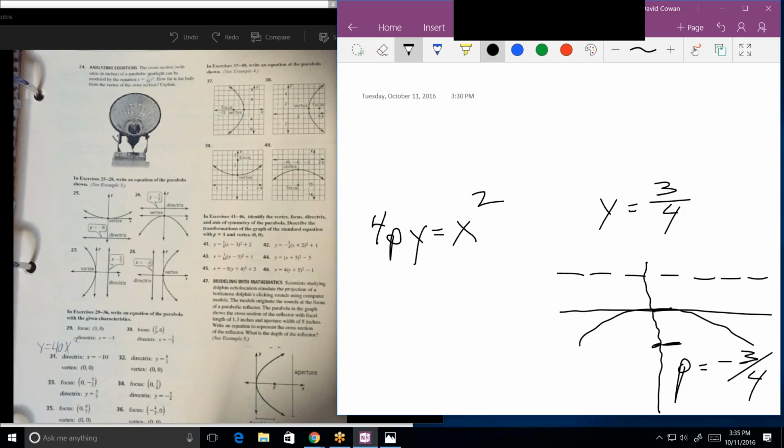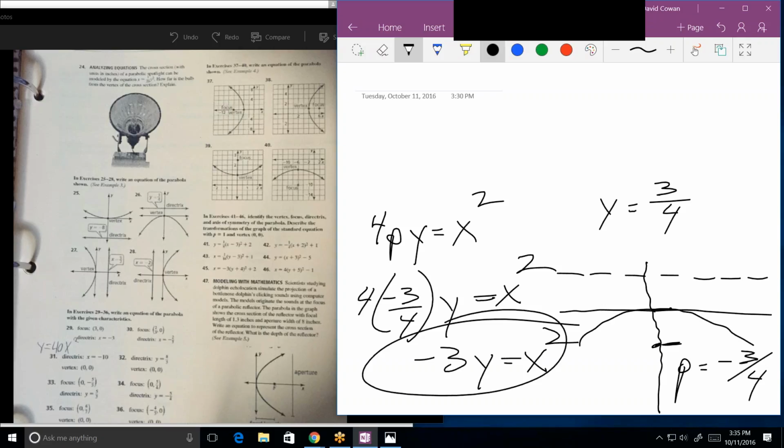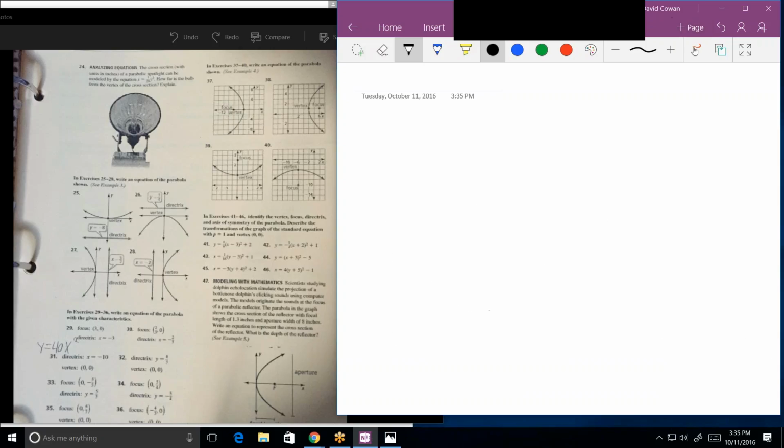See why it's negative? In other words, if the directrix is positive, it's above the x-axis. Well, we know p has to be below the x-axis. It's the same distance, so it's got to be -3/4. So the equation of 26 is going to be 4 times -3/4 y equals x squared, or -3y equals x squared. That's 26. Okay? Now let's look at some of these horizontal ones.